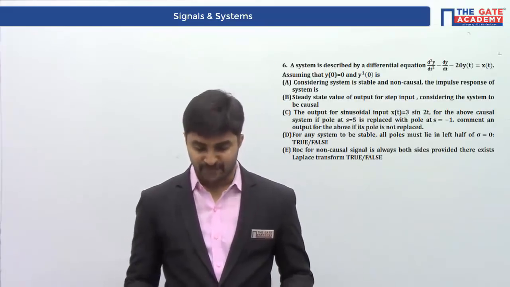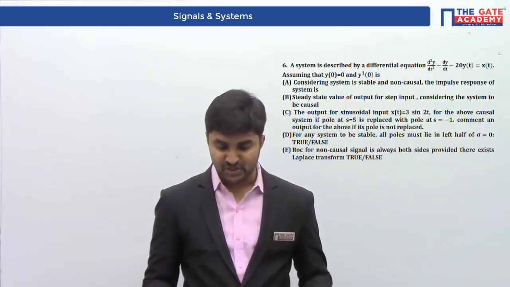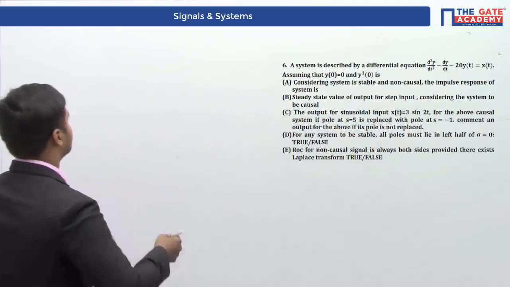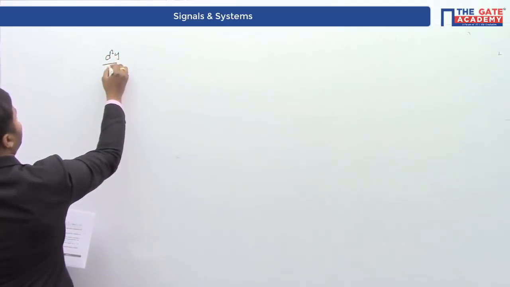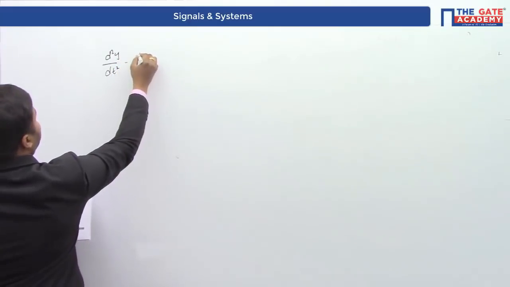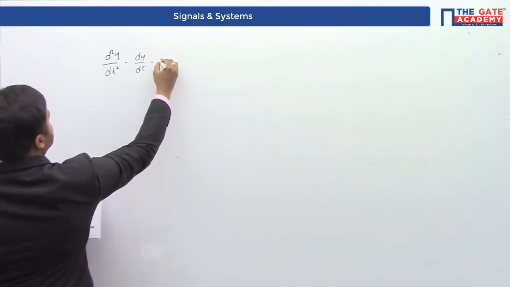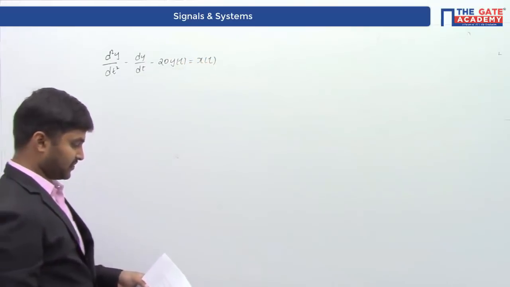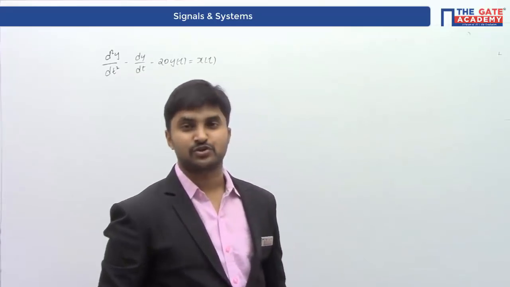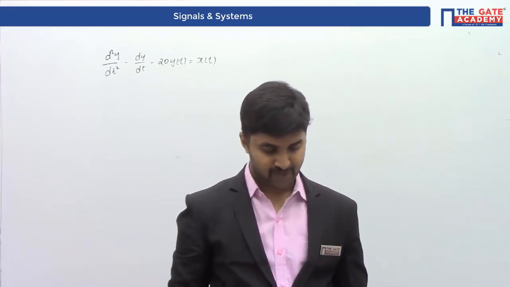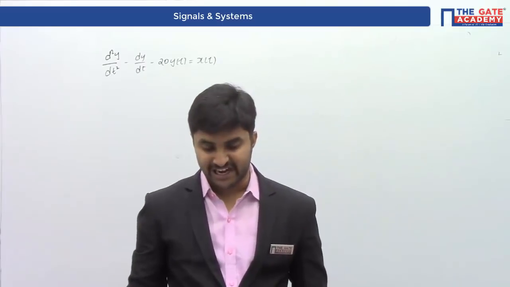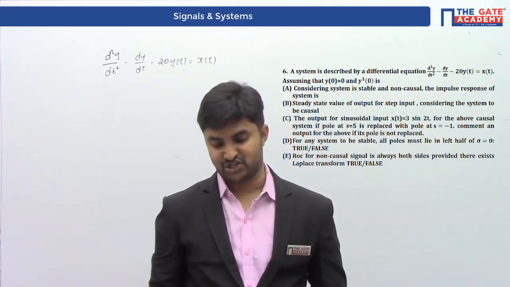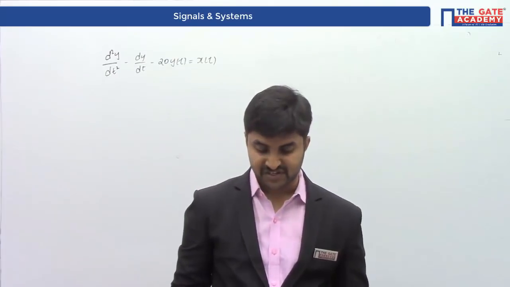A system is described by a differential equation d square y by dt square minus dy by dt minus 20y of t is equal to x of t. Assuming that y of 0 is equal to 0 and y dash of 0 is equal to 0, the first part of the question is that considering the system is stable and non-causal, the impulse response of the system is dash. So we have to find the impulse response of the system.